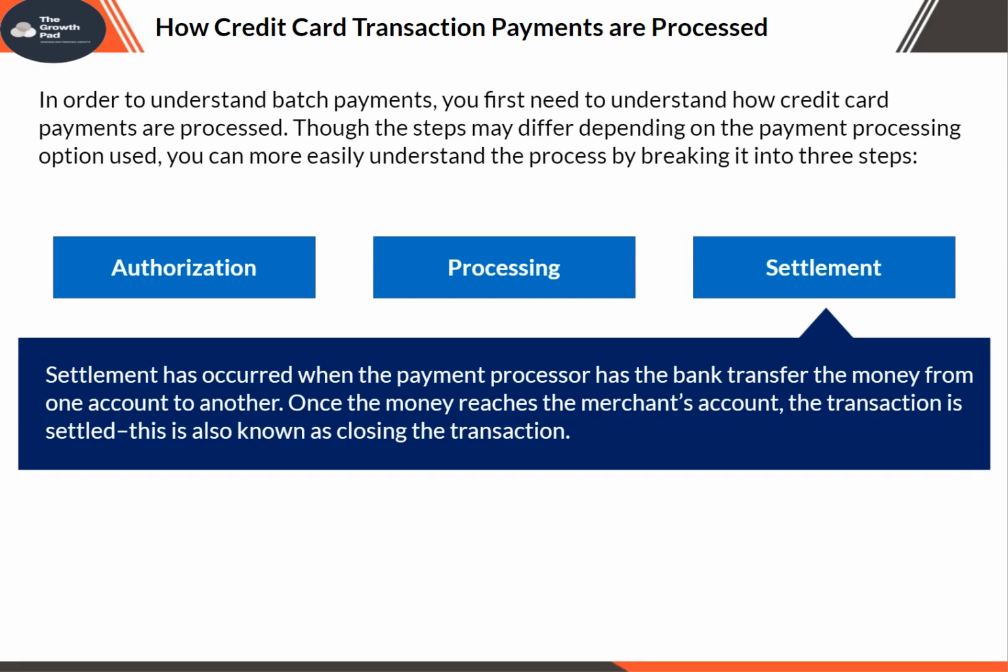Settlement. Settlement has occurred when the payment processor has the bank transfer the money from one account to another. Once the money reaches the merchant's account, the transaction is settled. This is also known as closing the transaction.